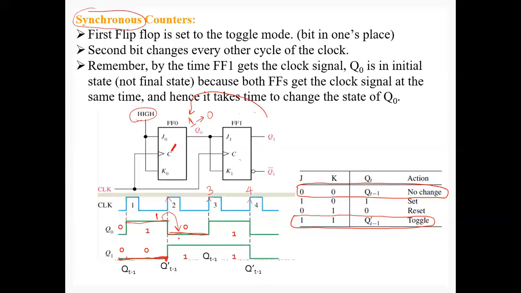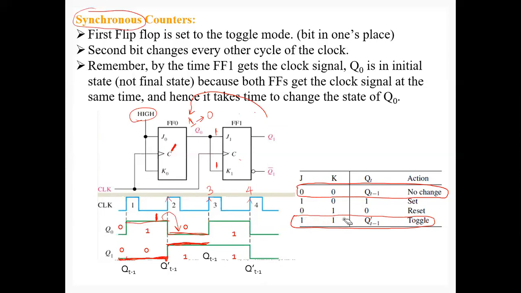So what is the first one? 1. So 1 is there, 1 is there, 1 is there. What is this 1 and 1? Toggle mode. Meaning now it has to toggle the mode. Okay? Toggle meaning it was low, right? It was low. It has to go high. This is toggle mode. Let's see how it happens right at this moment.